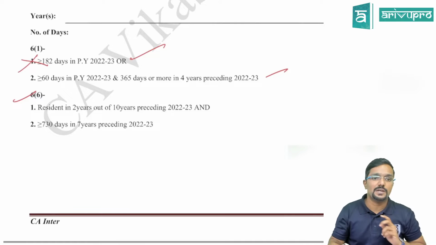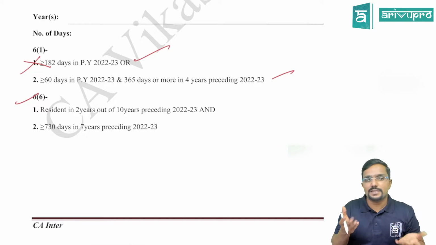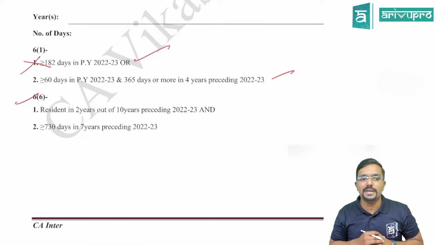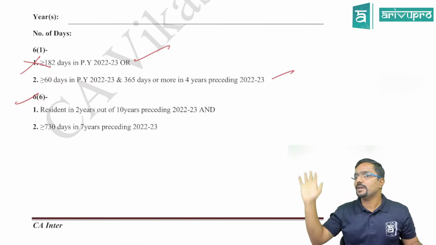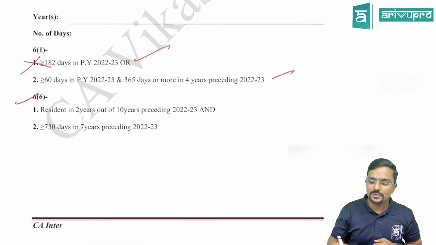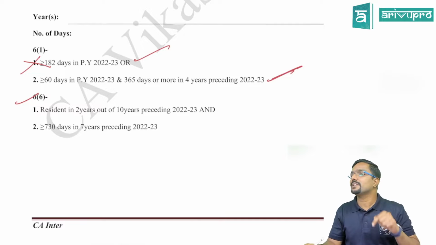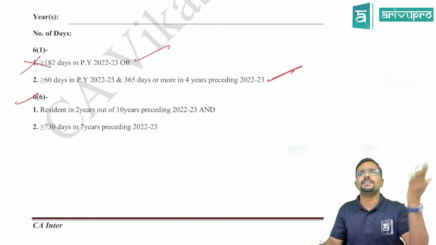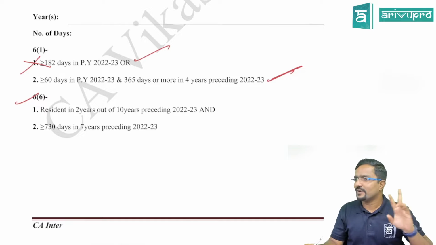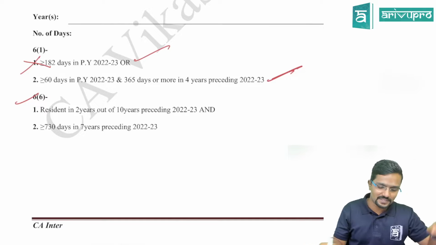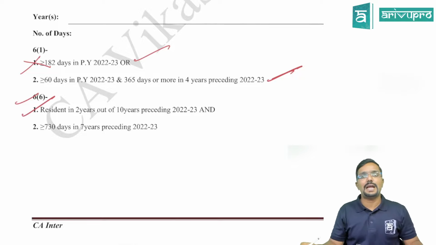Clear? Yes, sir. So 60 days in previous year 22-23, and 365 days: 4 into 105 you do. So definitely more than 365 days. So in the last 10 years, is he satisfying this condition? In all 10 years he is satisfying it, so automatically he will become resident. So at least 2 years is resident. Yes, sir. First condition satisfied.